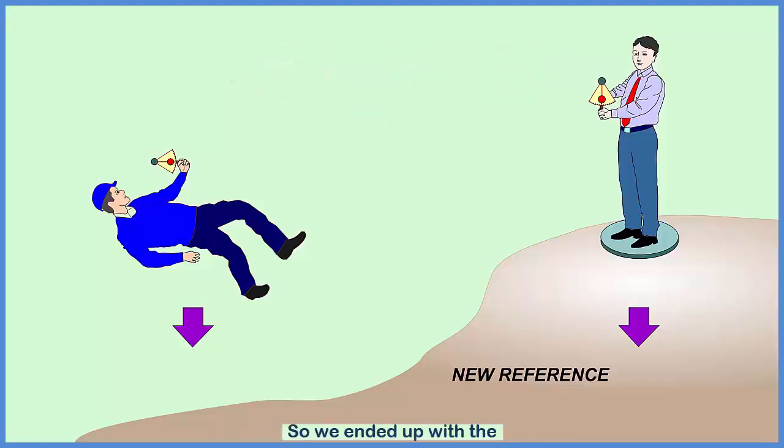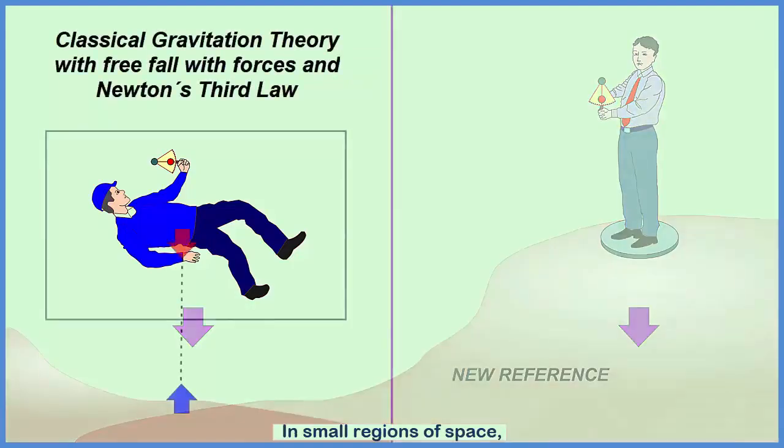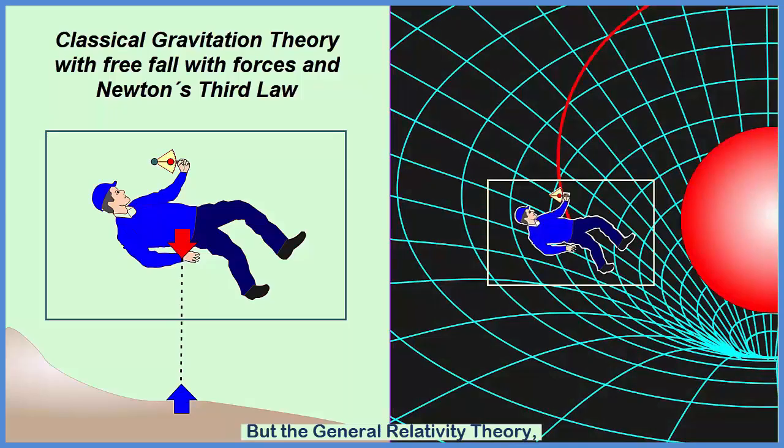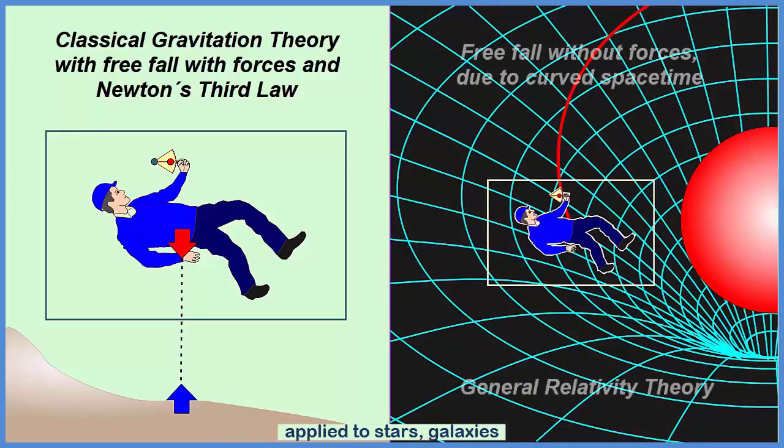So we end up with two theories of gravitation. In small regions of space, classical gravitation theory employing Newton's third law gives accurate results and is simpler. But the general relativity theory, applied to stars, galaxies and very high speeds, postulates free fall without forces, but due to spacetime curvature in the presence of large masses, and gives the best results in the investigation of the universe at large.